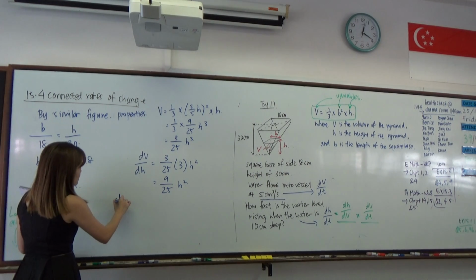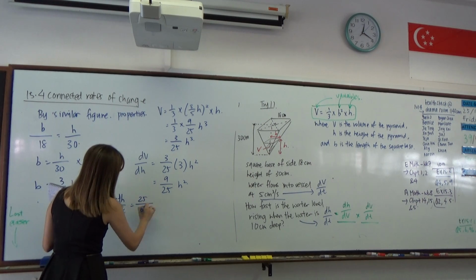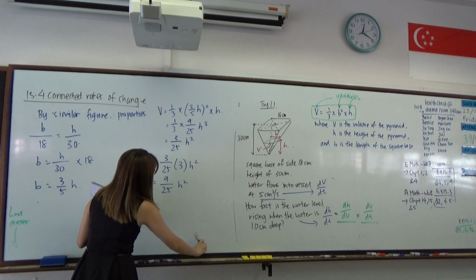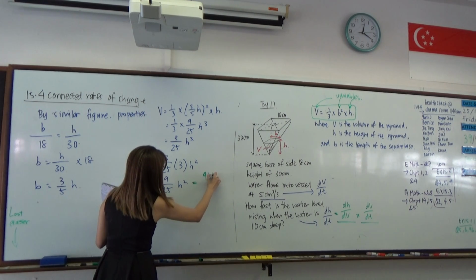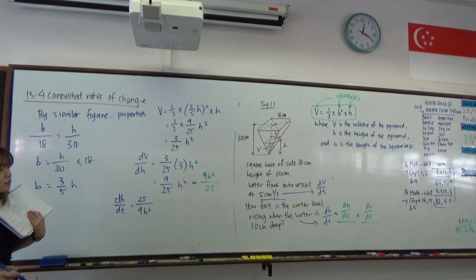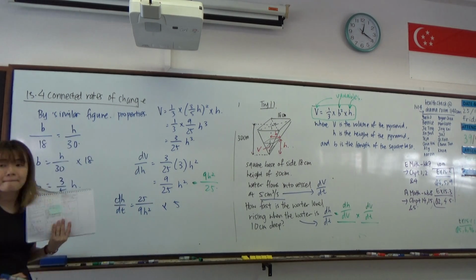And I'll get 9 over 25H squared. So dH over dV will be equal to 25 over 9H squared, in case you need this to be written like that. Then 25 over 9H squared times dV over dt, which is 5 cm cubed per second.